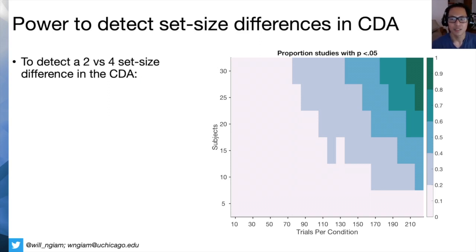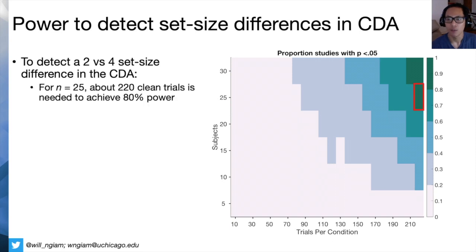This is the power to detect set size differences in the CDA, 2 versus 4, from the Hakim et al. data set. And you can see here, we're significantly less powered. For n equals 25, you need about 220 clean trials to achieve 80% power. I just want to emphasize that's clean trials. So when we run an EEG experiment, you will need more than 220 trials so that 220 survive after artifact rejection.